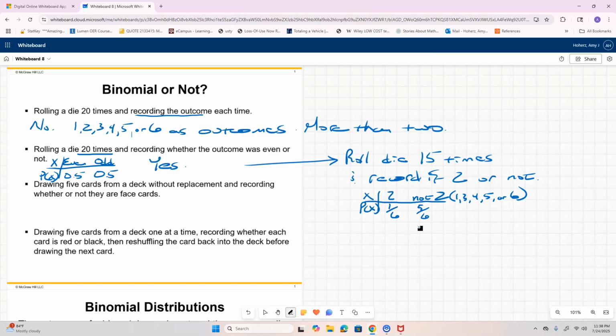Drawing 5 cards from a deck without replacement and recording whether or not they are face cards. So this right here, this without replacement, means no, it's not a binomial situation, because you're going to change the probability of getting a face card each time you draw if you leave those cards out. Even if you don't get a face card, the total goes from 52 down to 51 down to 50. So you're going to have a different probability each time. They're not independent events. So not independent.